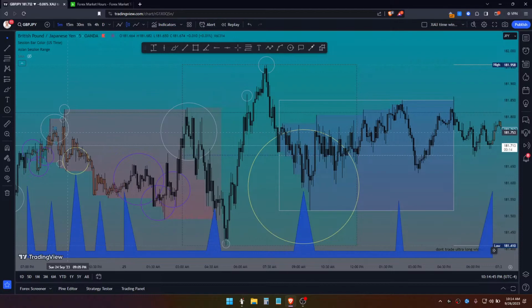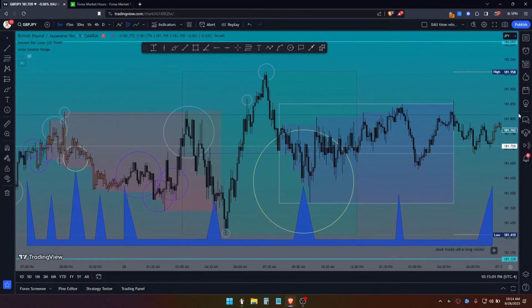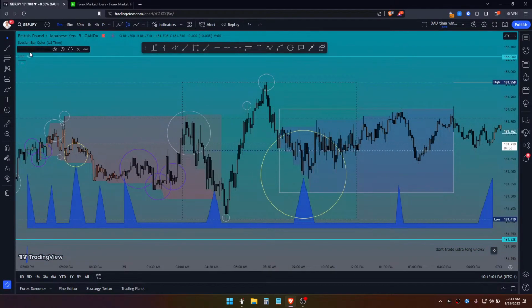So here's GJ on the 5 minute. We're basically trying to use this span of red candles from 7 till midnight New York time to predict the next trading day. There's lots of similarities for sure. Really interesting study.